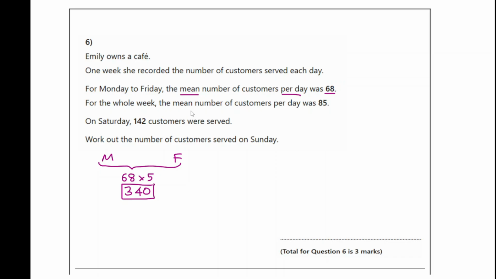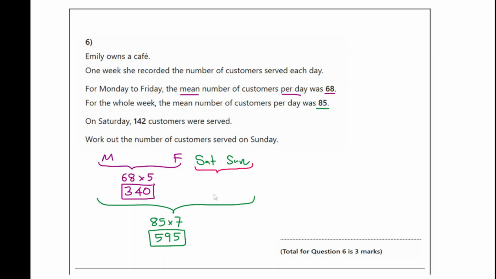For the whole week, the mean number of customers per day was 85. So when you say whole week, that's including Saturday and Sunday. So for the whole week, it's 85 per day. So obviously, you need to multiply 85 by 7. That's 595. Now, from these two numbers, I can work out the number of people who came on Saturday and Sunday. All I need to do is 595 take away 340. So I know these 2 days, that's 255.